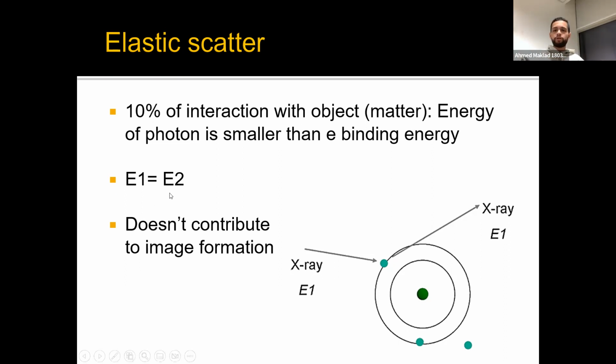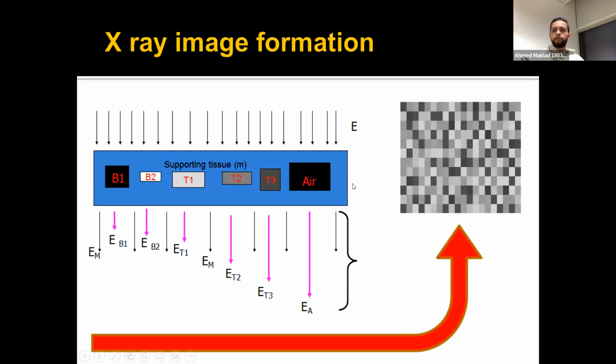Just remember, E1 is equal to E2. Nothing different. All right. So now this is how the X-ray images are formed, right? So you see B1, B2, T1, T2, T3, and air, which basically tells you how they will appear on the X-ray film or the X-ray sheet, right? And the denser the structure in your body, the brighter it is going to be on the X-ray sheet or the X-ray film. So if you look at B2, although it doesn't say it, B2 is probably what?